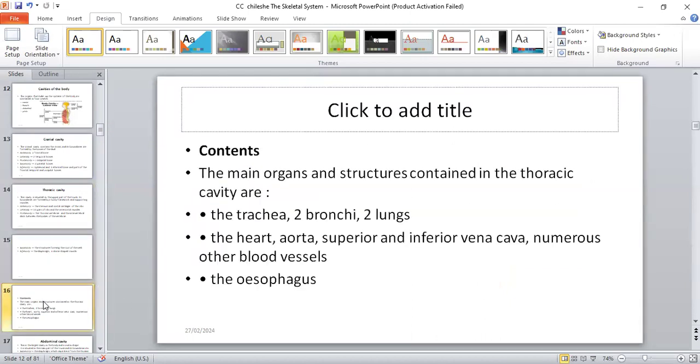The contents of the thoracic cavity include the trachea, that is the windpipe, the bronchi, 2 lungs, the heart, the aorta, superior and inferior vena cava, numerous other blood vessels, as well as the esophagus. You're going to find all these structures in the thoracic cavity.